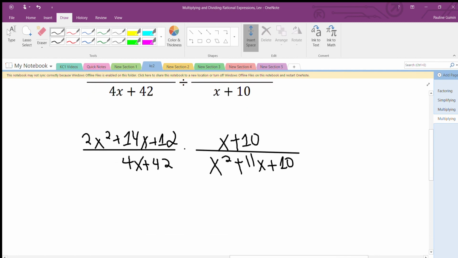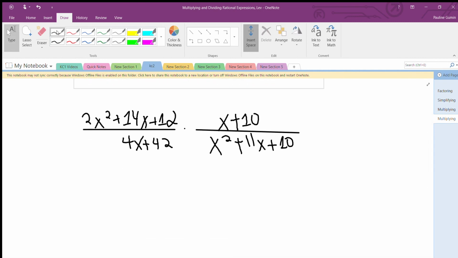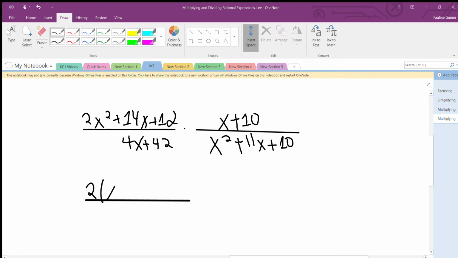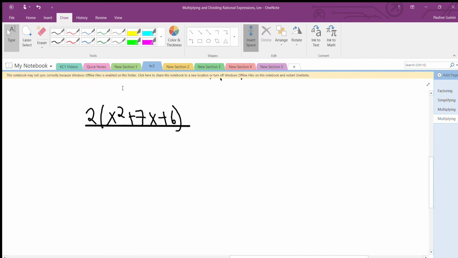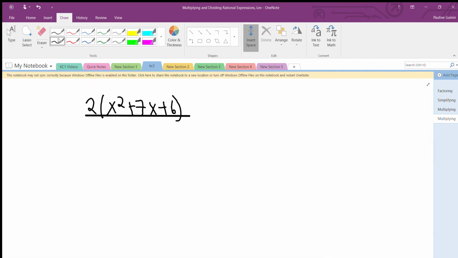Now I'm going to begin factoring. Just like before, I'm going to do one side at a time. So on top of the first one, I can factor out a 2. And I can take it one step further. Two numbers that multiply to give us positive 6 and add up to give us a positive 7 are 1 and 6.